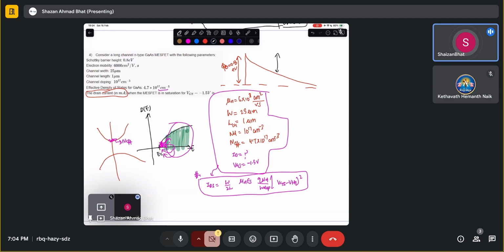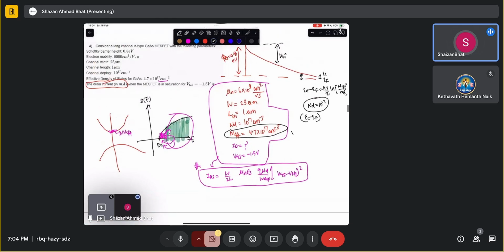Here this is VBI, the built-in voltage. Is it given? No, it's not given. We can find it because effective density of states is given. That means we can compute EC minus EF. EC minus EF will be equivalent to KT by Q ln of N effective by ND. ND is given, which is 10 to the power 17. So you get EC minus EF. If you get this distance, then you can compute the built-in voltage.